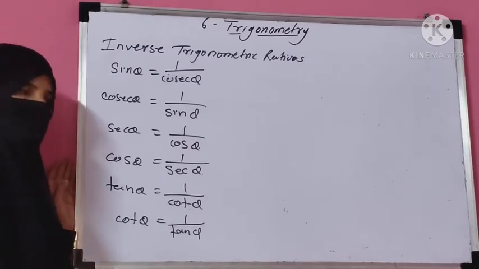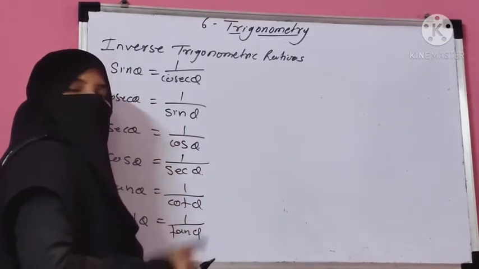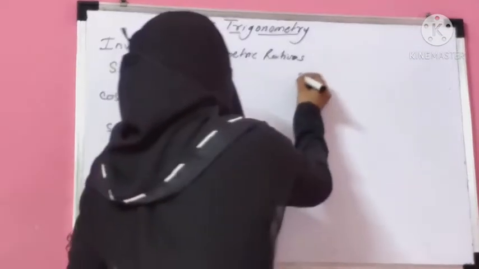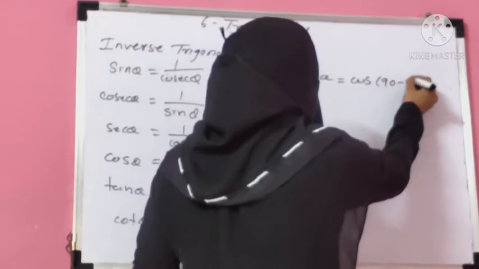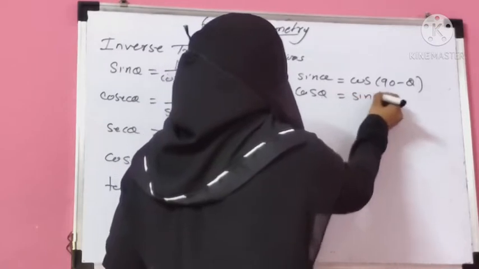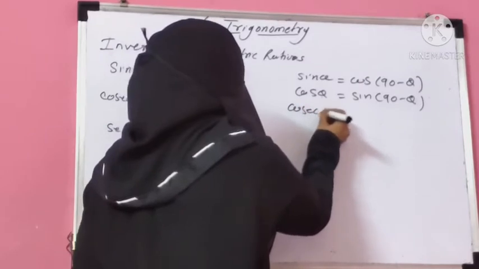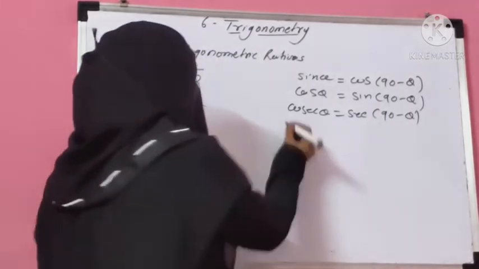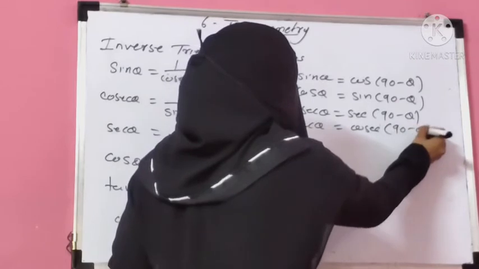Now one more formula we have discussed in 9th standard. One more trigonometric concept we have studied, that is the ratio of allied angles. Sin theta is equal to cos of 90 minus theta. And cos theta is equal to sin of 90 minus theta. Like that, cosec theta is equal to sec of 90 minus theta and sec theta is equal to cosec of 90 minus theta.